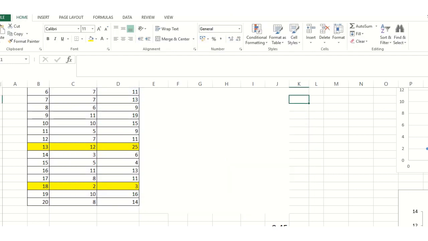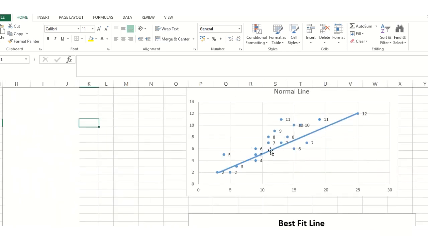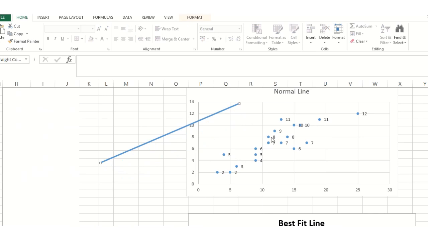So the same thing I have shown here. This is the same thing, the x-axis and the y-axis. Now I am going to construct a line. I am just joining two points at the farthest ends. One is here and one is here.